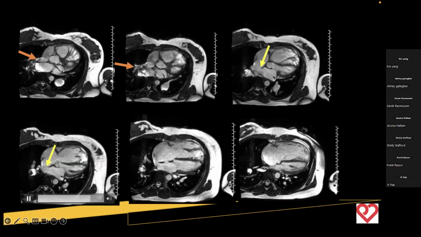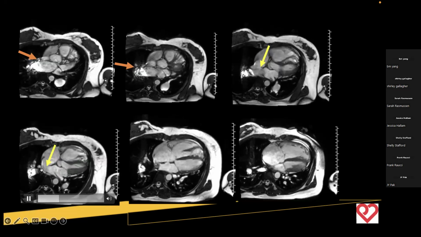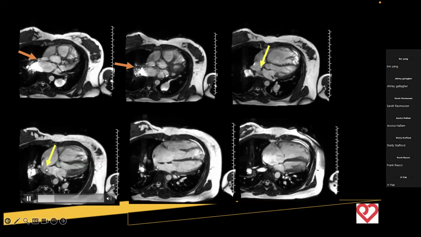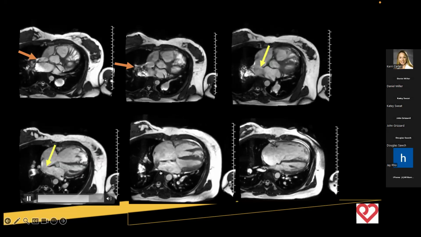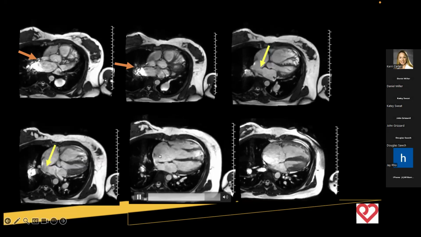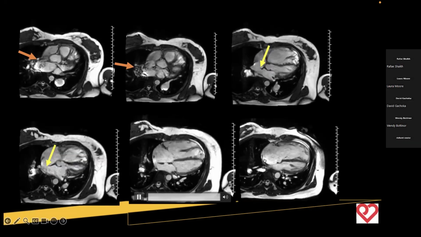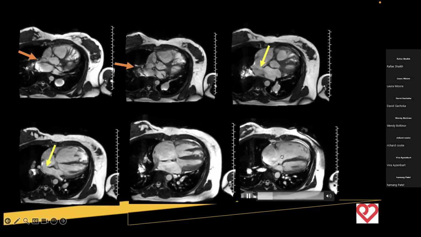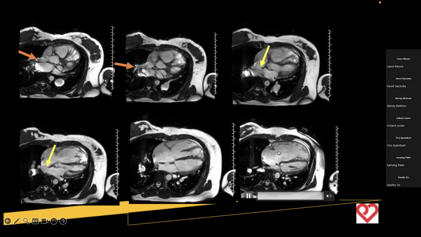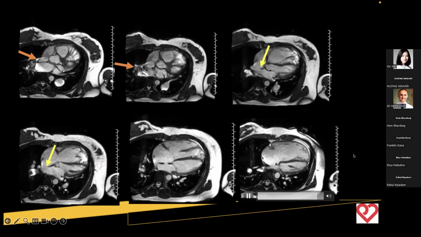At the same time, there is another vein inserting to that region where there is interatrial communication. And going more inferiorly, you can see the enlargement and dilation of the right atrium and right ventricle. And there is a tricuspid valvular regurgitation, probably because of the dilation of the annulus of the tricuspid valve.